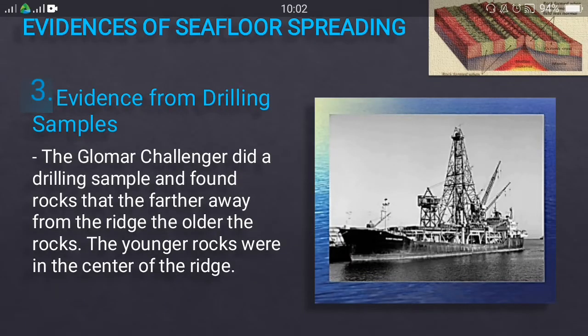Number 3. Evidence from drilling samples. Rock samples from drilling into the ocean floor are the final fruit of seafloor spreading. The Glomar Challenger is a drilling ship that was built in 1968. It sent pipes 6 kilometers deep in the ocean to drill holes in the ocean floor. Scientists found that the youngest rocks were near mid-ocean ridges, and the oldest rocks were far away from mid-ocean ridges.